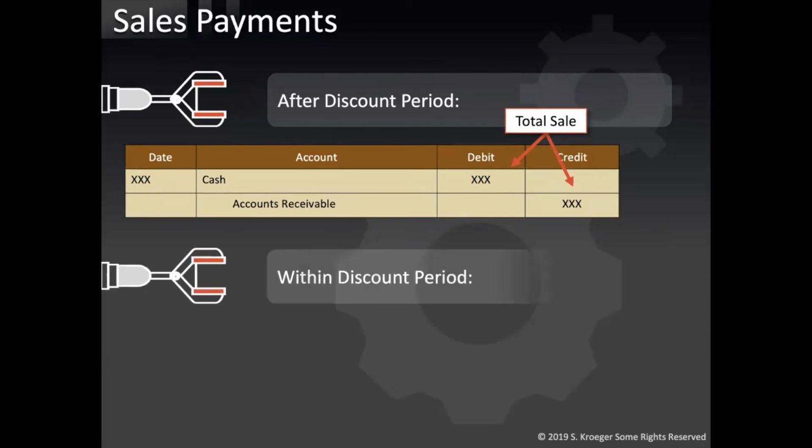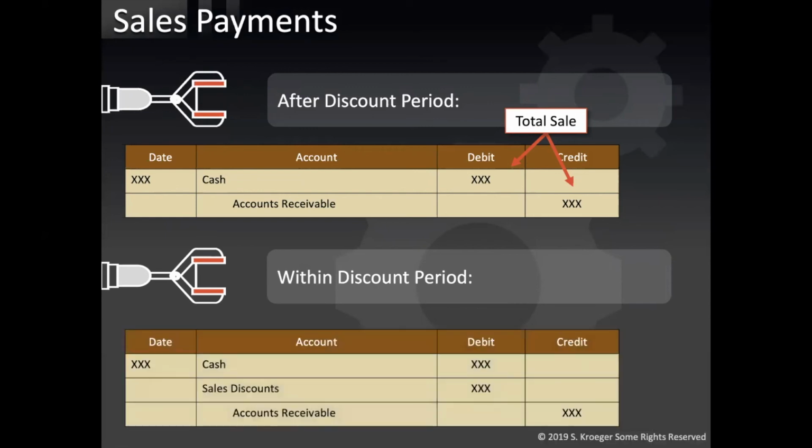It does get a little trickier when there is a discount. We still use the same accounts, cash and accounts receivable, but we need to include a third account to account for the discount. This is what the journal entry looks like. Let me start at the bottom. We will still credit accounts receivable for the full sale amount because their full debt needs to be removed. Next, we debit sales discounts for the amount of the discount.